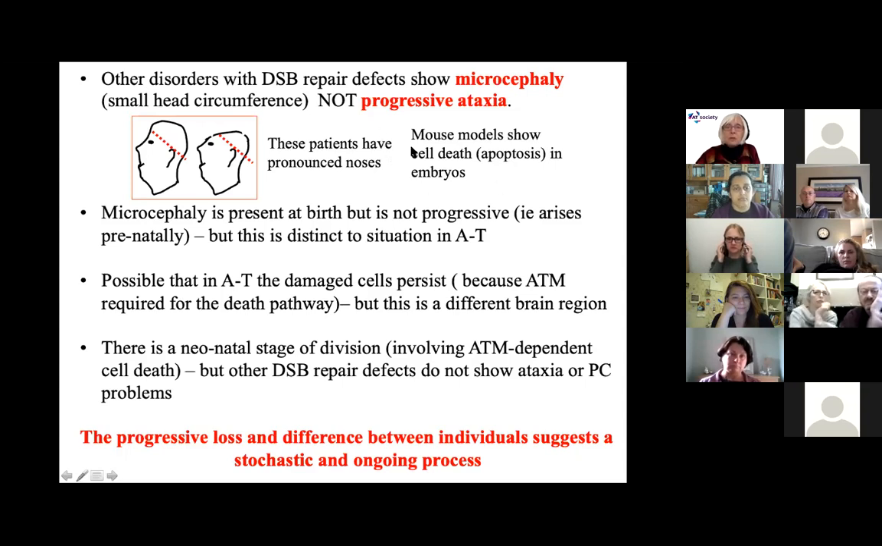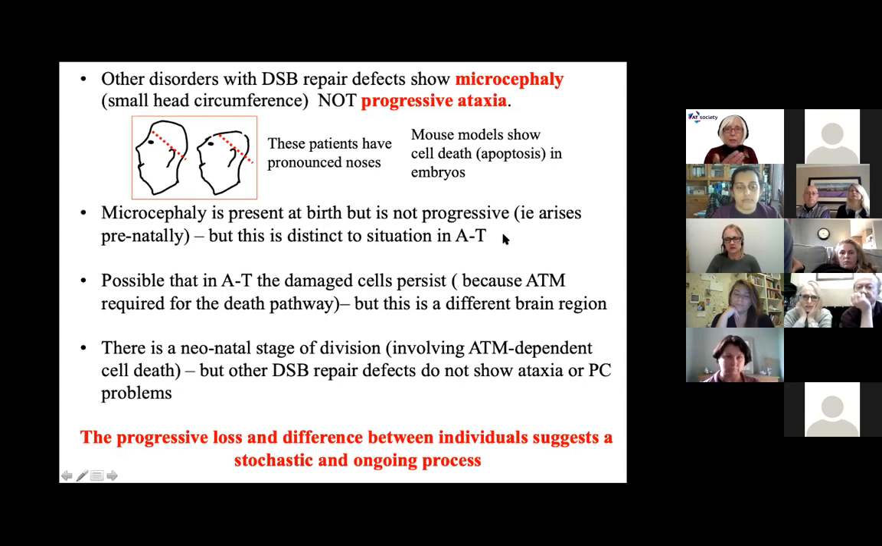The mouse models that kind of resemble these hypomorphic patients show massive cell death, and it's that cell death pathway, called apoptosis, that's regulated by ATM, in the embryos at a stage when you've got this rapid replication occurring here. And that microcephaly is present at birth, but it's not progressive, whereas the ataxia is arising postnatally. So as I say, it's very distinct to the situation in AT.